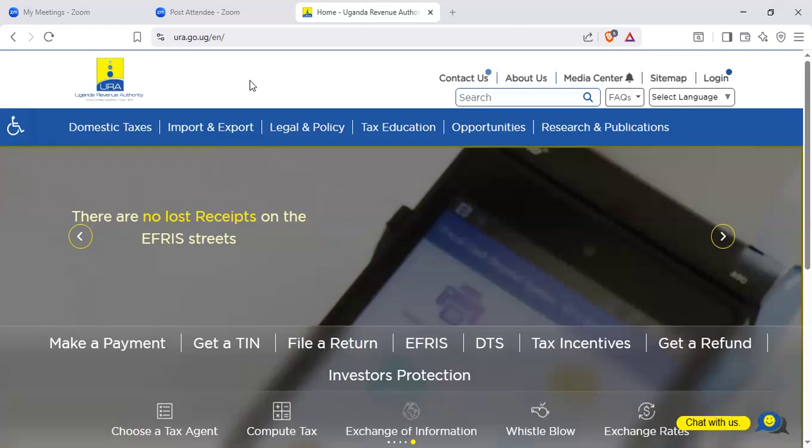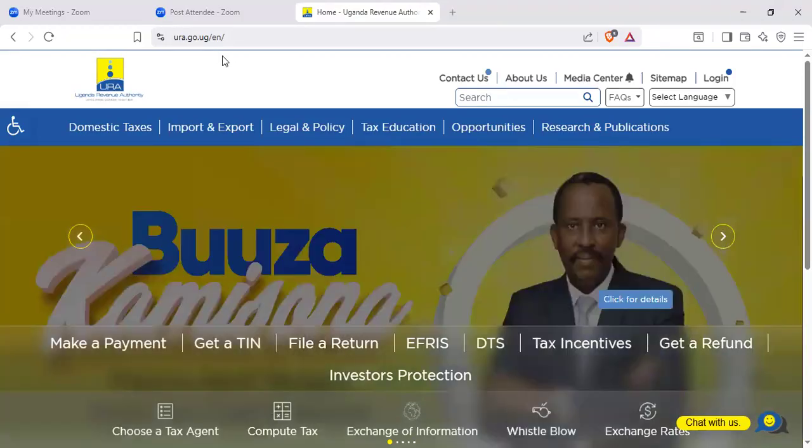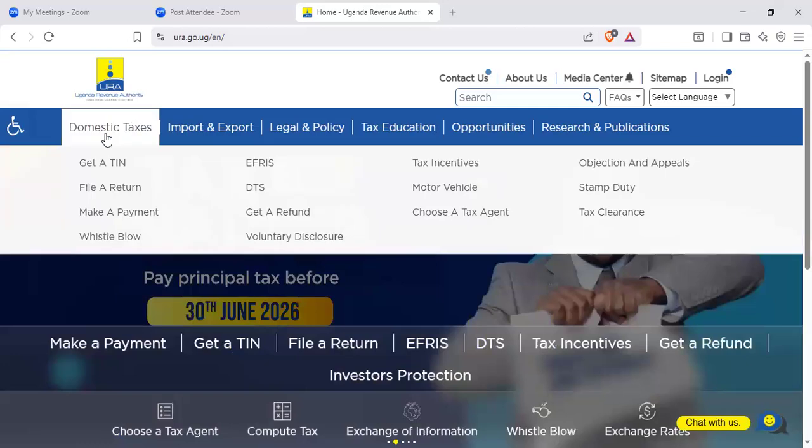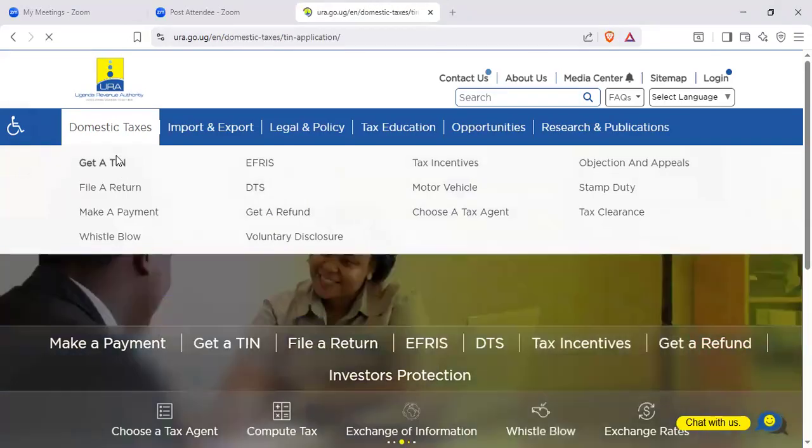So you will follow these steps. Go to the URA website, or just go to search, click on where you are searching, then type there URA and press enter. Then once you see this screen, you hover your mouse, don't click, you just hover your mouse. Then once you hover your mouse like this, you will see the words Get a TIN. You click on Get a TIN.